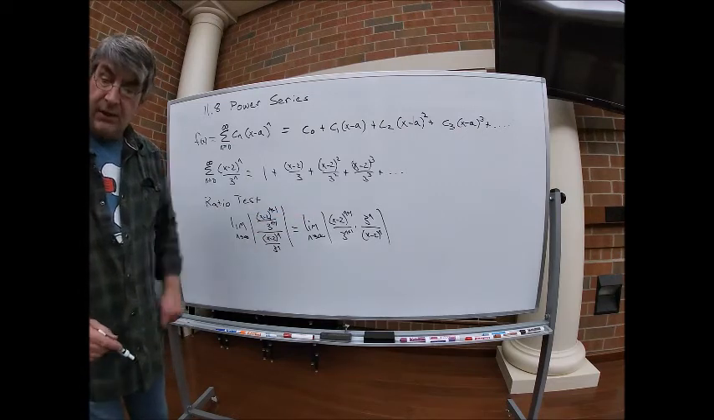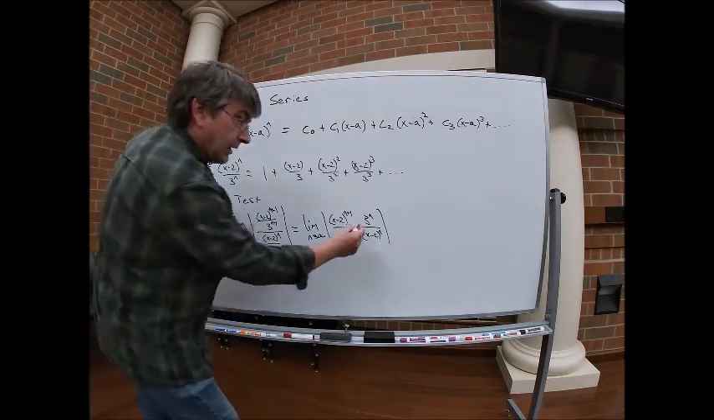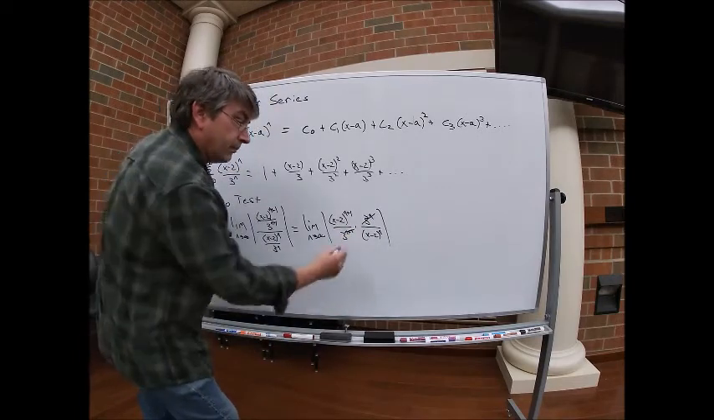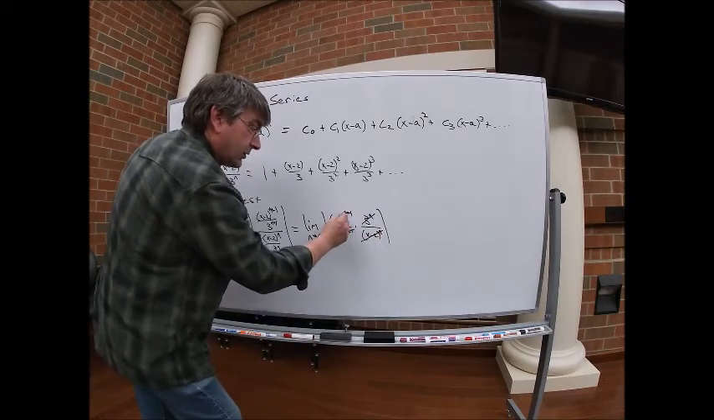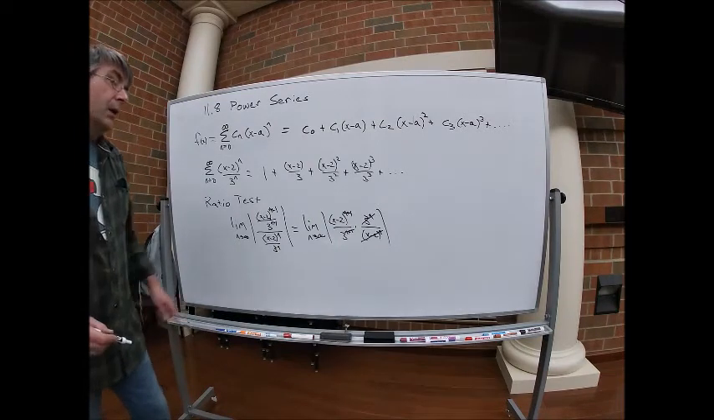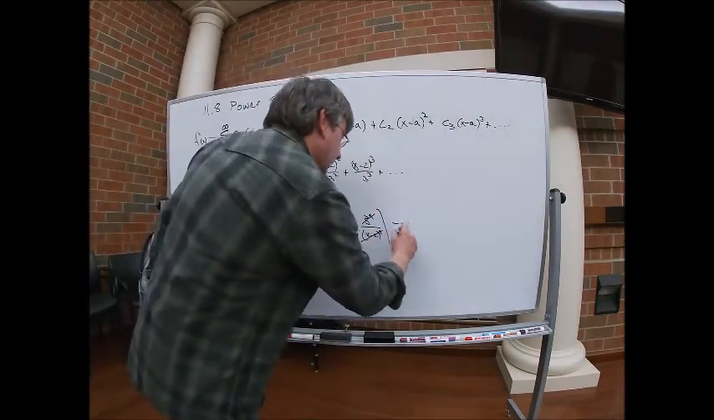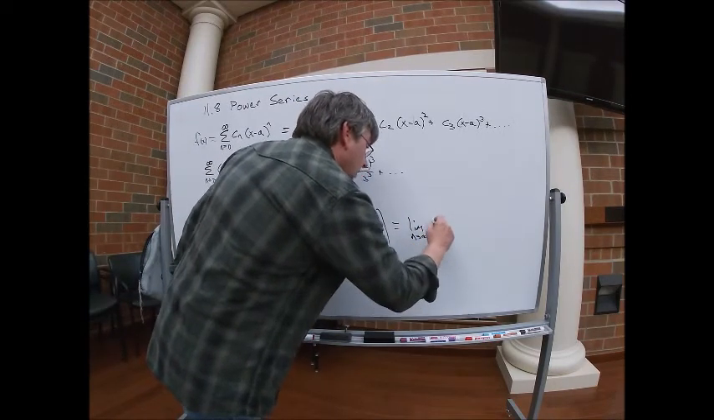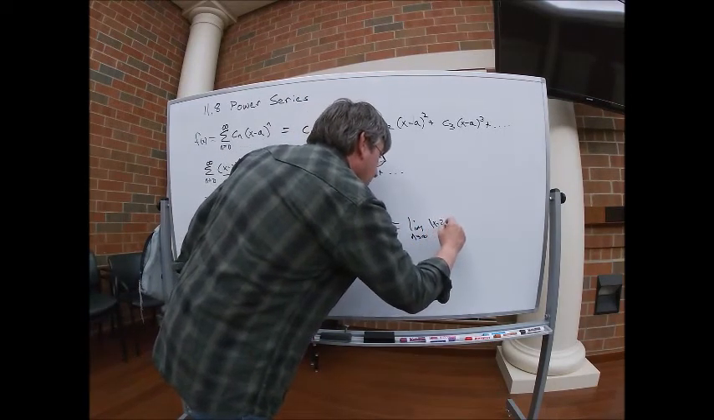And now we can see stuff that cancels here. n factors of 3 cancel, leaving just 1 downstairs. n factors of x minus 2 cancel, leaving just 1 upstairs. And so I wind up here with the limit as n goes to infinity of the absolute value of (x minus 2) over 3.